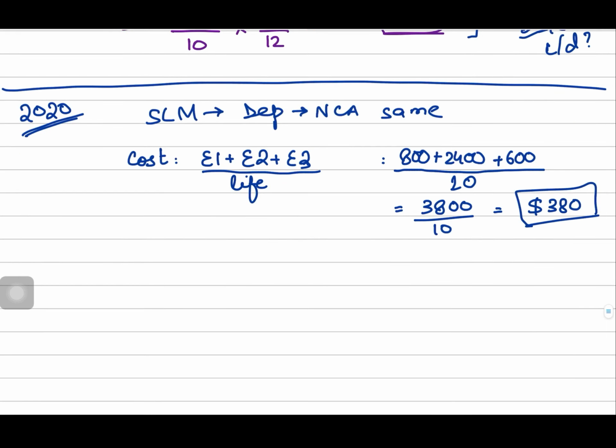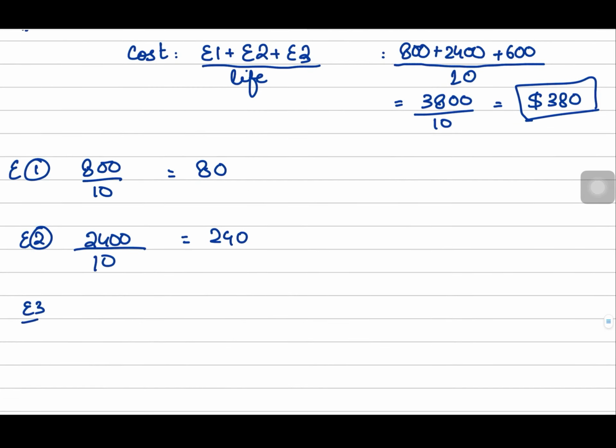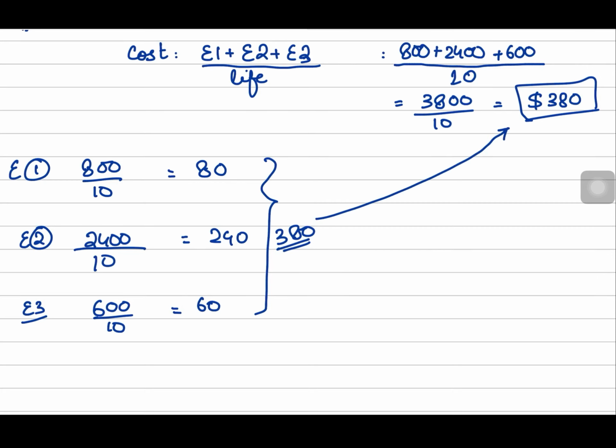If you want to check the depreciation on each of these assets separately, we can do that as well. Equipment number 1, 800 divided by 10 gives a depreciation of 80. Equipment number 2, 2400 divided by 10 equals 240, and for equipment number 3, 600 divided by 10 equals 60. So the total of these three is also 380, which is the same as this one.